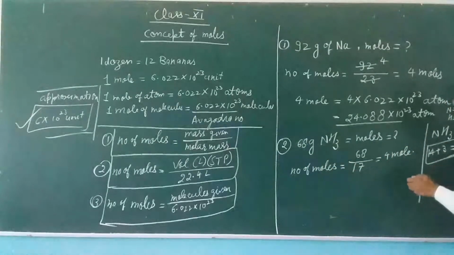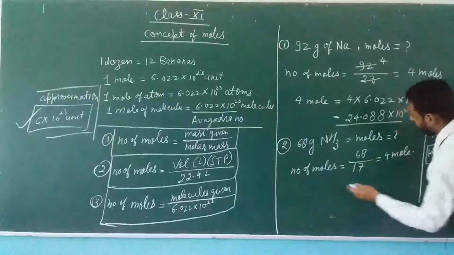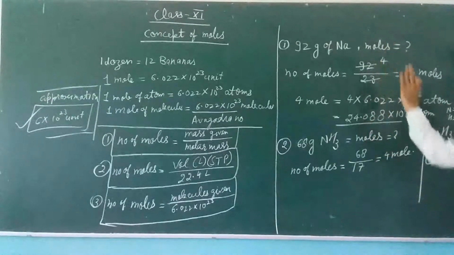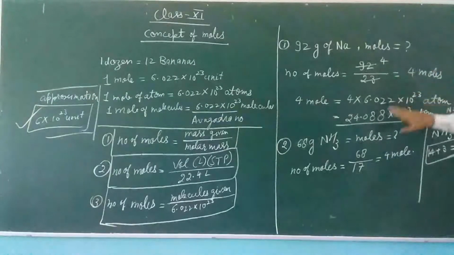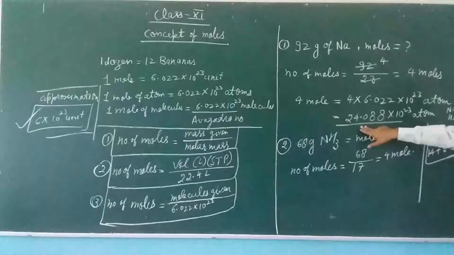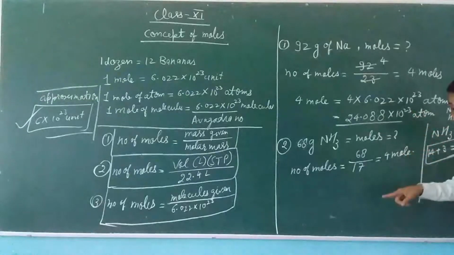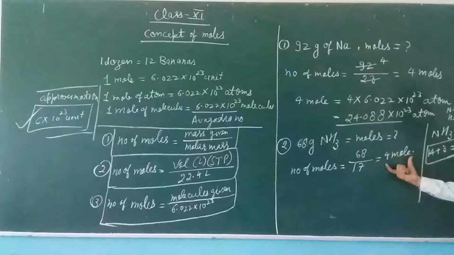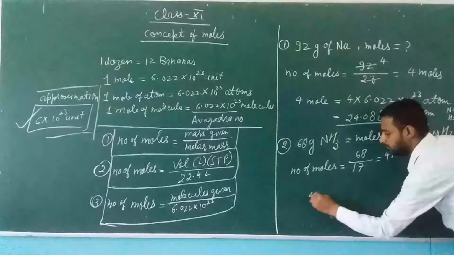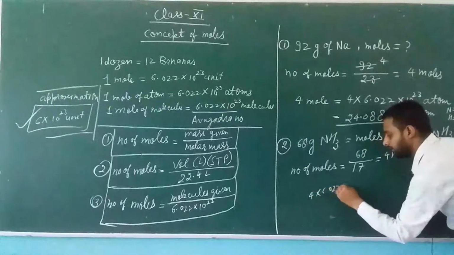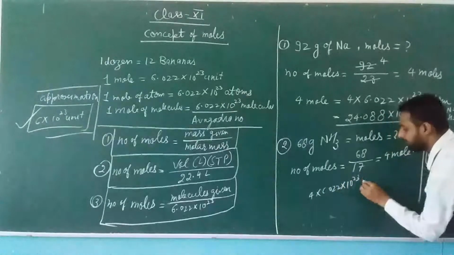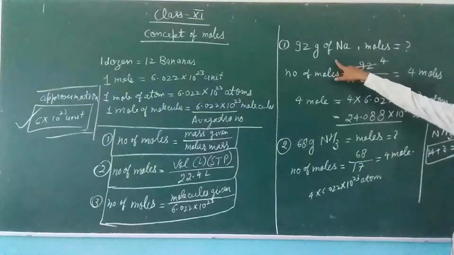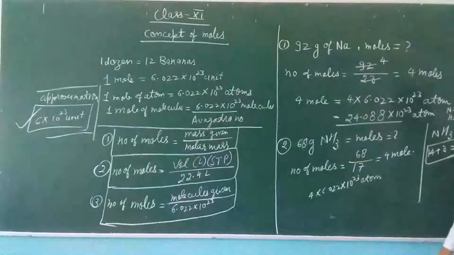Now you are noting that in 4 mole of sodium 24.088 into 10 to the power 23 atoms are present, and similarly in 68 gram of ammonia 4 into 6.022 into 10 to the power 23 atoms are present, which is equal to number of atoms of sodium also. Now you can note down this.